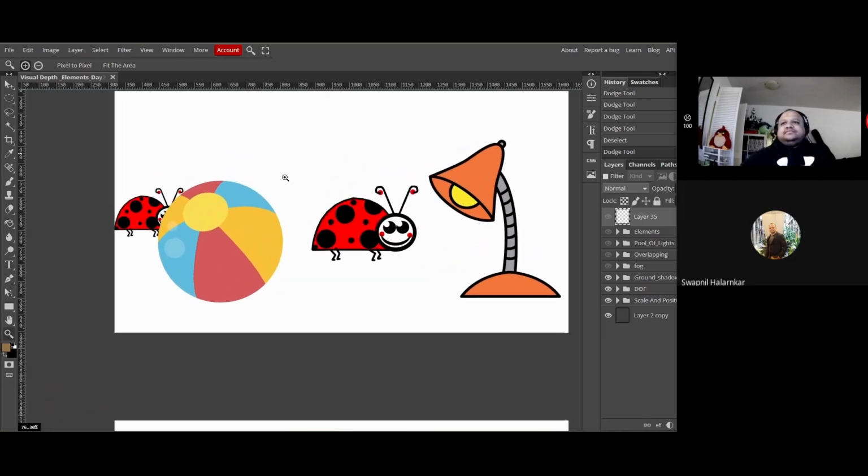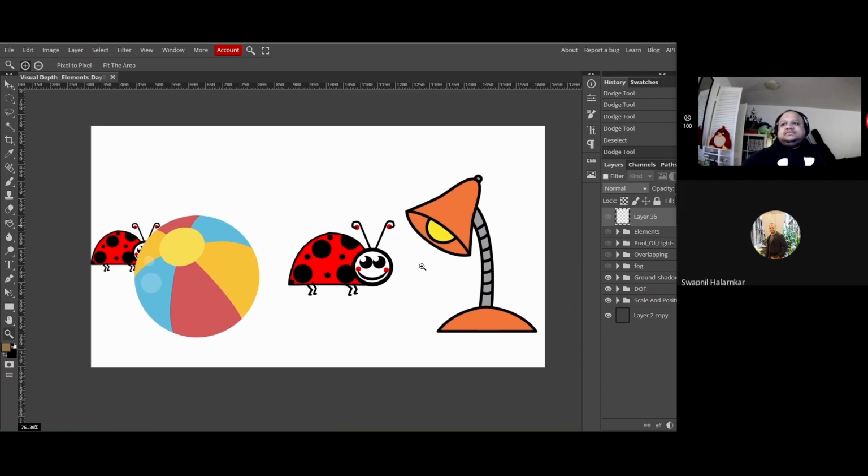Okay. So ground shadows. See these objects. They are placed, and this one is behind somewhere because of overlapping. We can see this character is here, this lamp is here, the ball is here, but we don't know exactly where they are situated, where they are actually placed. That's why our brain is not able to understand the depth between these objects.